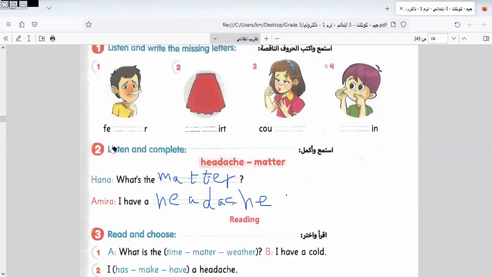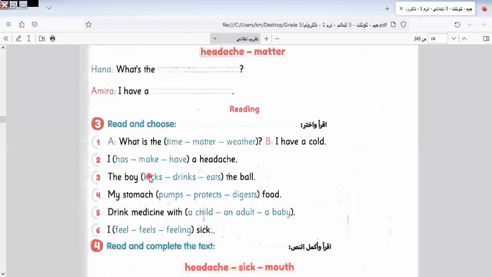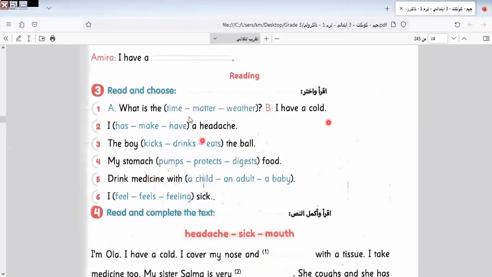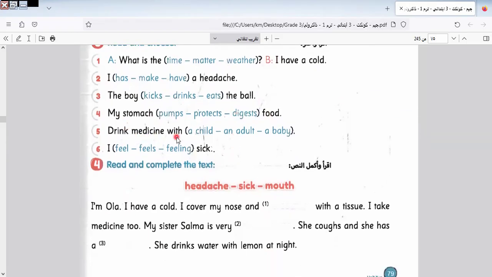Okay, let's go to the next question in this part. Here we have what is the matter? I have a cold, so it will be here. What is the matter? I have a headache. This one. The boy kicks the ball. My stomach digests food. Drink medicine with an adult.